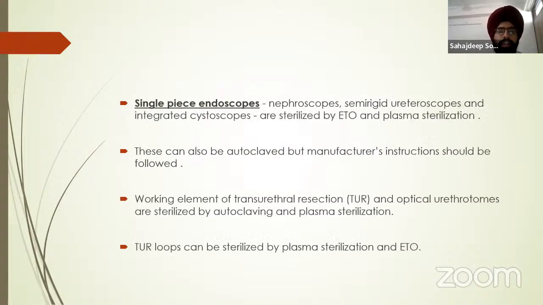Then come the single piece endoscopes like nephroscopes, ureteroscopes, and integrated cystoscopes. They are usually sterilized by ethylene oxide and plasma sterilization. They can also be autoclaved. The newer endoscopes these days can be autoclaved, but manufacturer instructions should be followed. The working elements of transurethral resection and optical urethrotomes are sterilized by autoclaving and plasma sterilization. And TUR loops can also be sterilized by plasma sterilization and ETO.